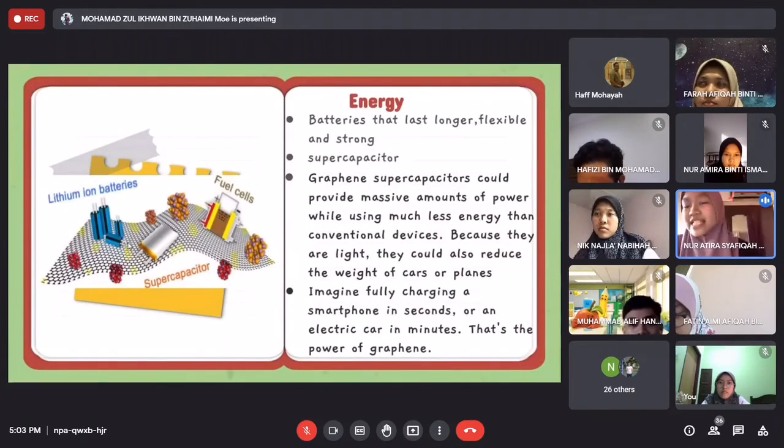And last one is energy. Batteries that last longer, flexible and strong. Besides, it is supercapacitor. Graphene supercapacitor could provide massive amount of power while using much less energy than conventional devices. Because they are light, they could also reduce the weight of cars or planes. Imagine fully charging a smartphone in seconds or an electric car in minutes. That's the power of graphene.